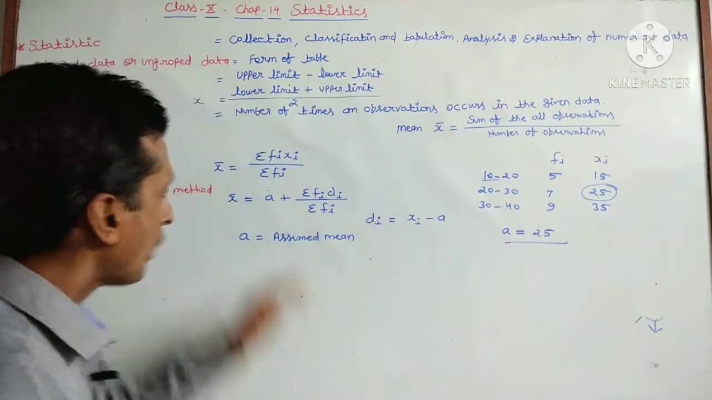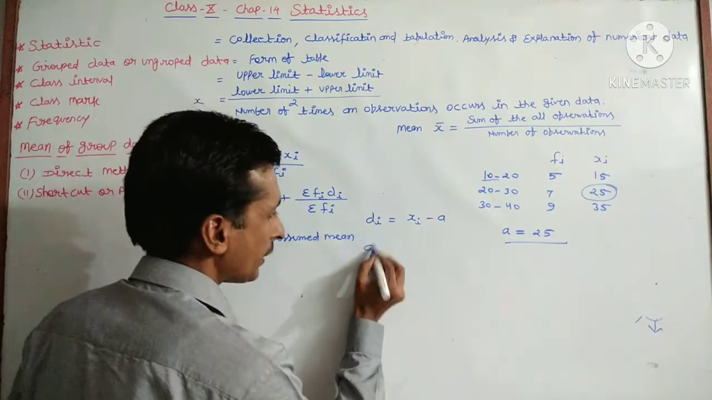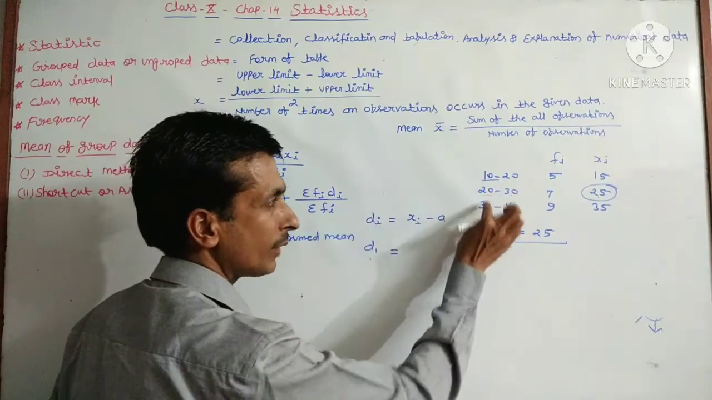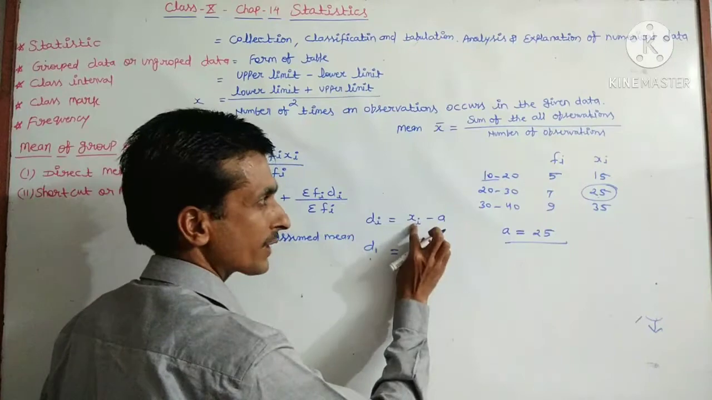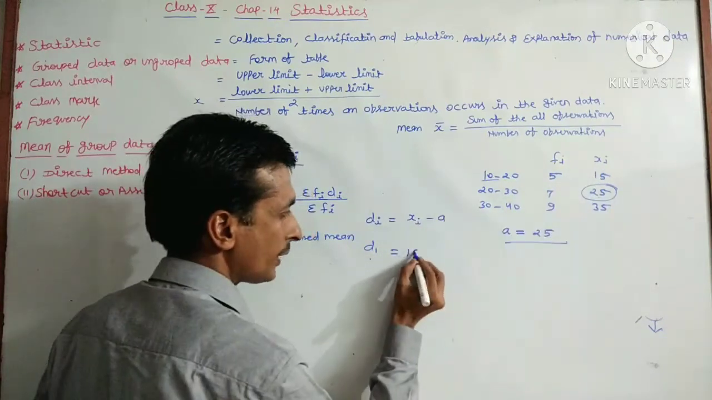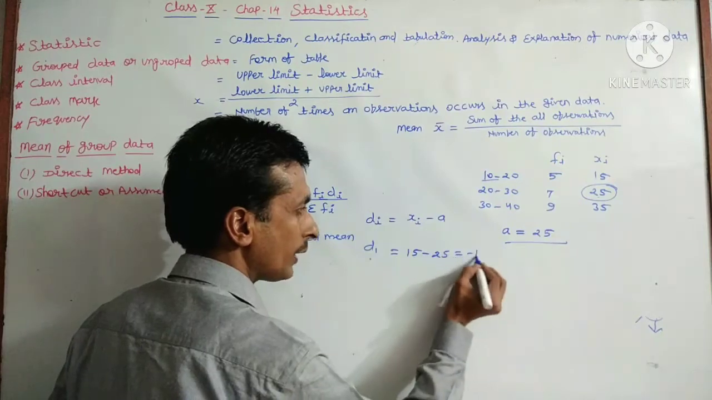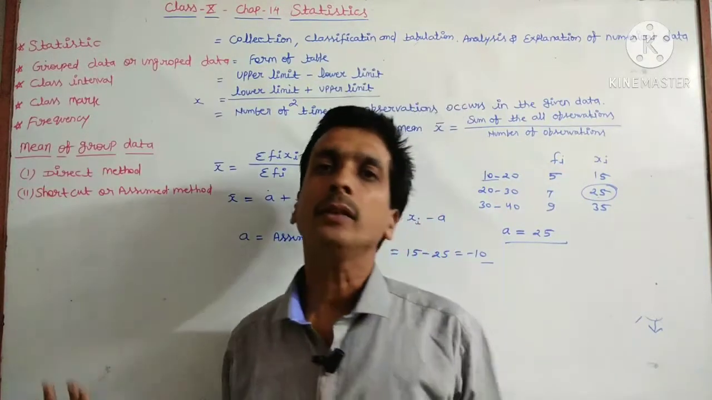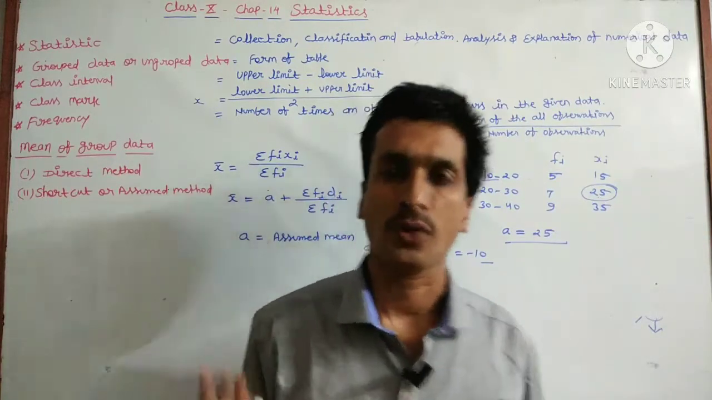So the assumed mean is here, sigma di xi. Suppose d1, if you find the d1, that means the first value, second value and third value. Xi means the first value is 15 minus a, which is 25. After subtracting you will get minus 10. I will explain in the question, so we will solve the first question.